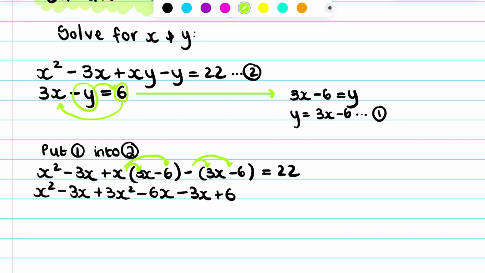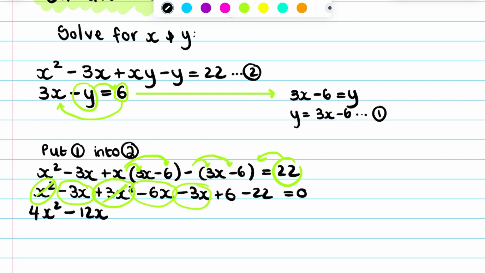And then what I'm going to do is I'm going to take the 22 over the equal sign, and so I'm going to have negative 22 and equals to 0. Right, now I'm in a position to simplify. So the first thing I'm going to look at are my x squared variables, and that's the same as saying 1 plus 3. That will give me 4x squared. Then I'm going to cross them out because I've worked with them. Then I'm going to look at my x's, and that's going to give me minus 12x, but I'm going to cross them out so I've worked with them. And then I'm just going to look at my whole numbers here, and that is going to give me minus 16 is equal to 0.